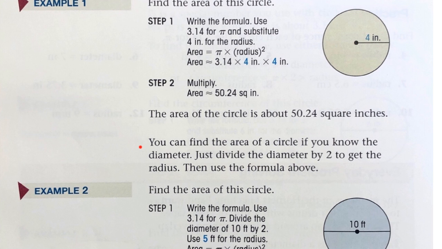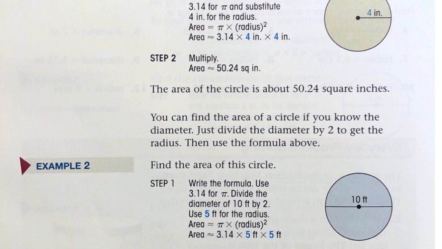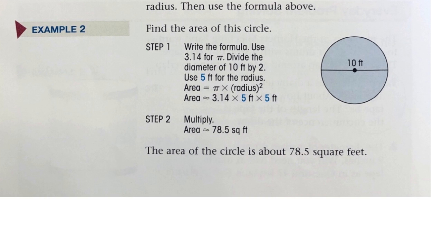You can find the area of a circle if you know the diameter. Just divide the diameter by 2 to get the radius, then use the formula above. We're given the diameter of 10 feet. When we write the formula, use 3.14 for pi, divide the diameter of 10 by 2 to get the 5-foot radius. The formula is area equals pi times radius squared. 3.14 times 5 times 5, and when you do the multiplication, you get 78.5 square feet.